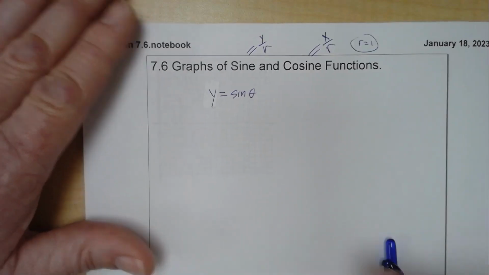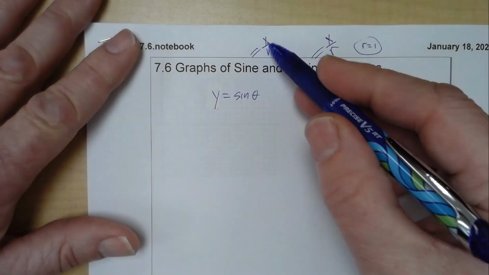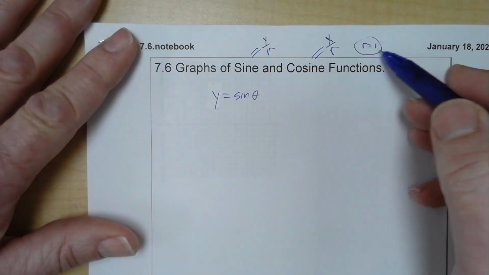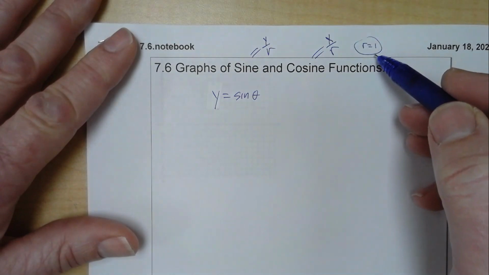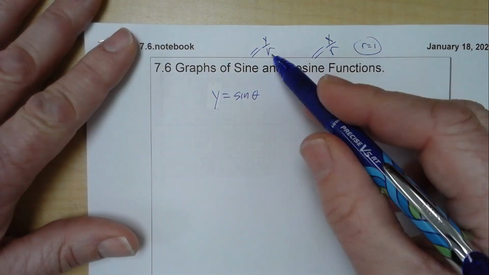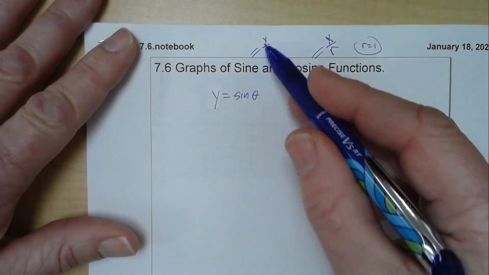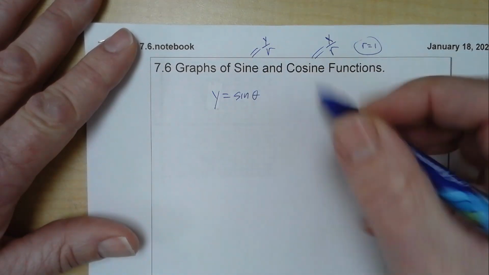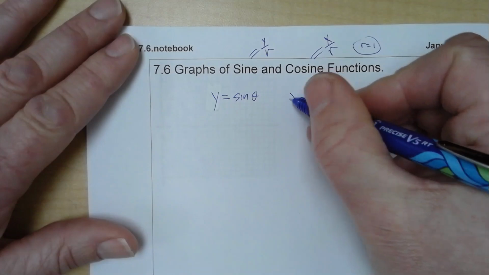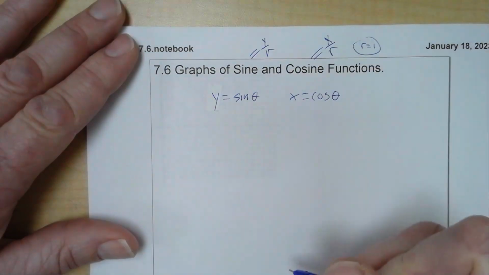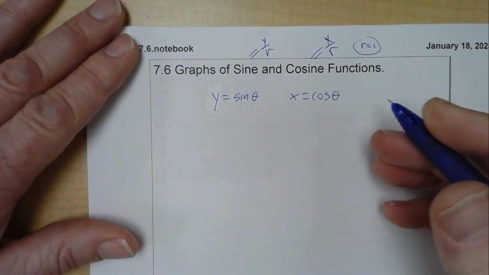All right, we know that the sine ratio is y over r, and the cosine ratio is x over r. When r is equal to 1, then the r's kind of go away because you're dividing by 1. So we know that y would be sine theta, and x would be cosine theta. And these can be made into graphs.